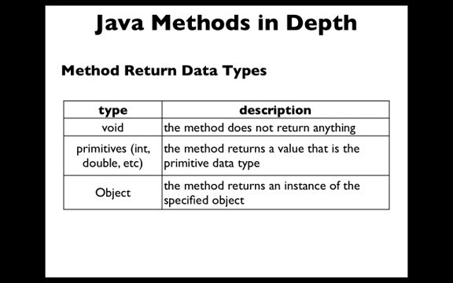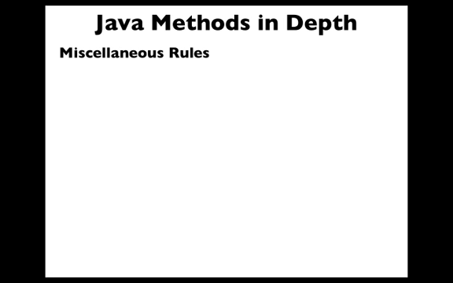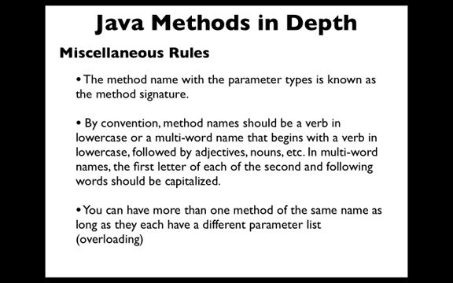Or we could return an object. This could be any class that's available for us to use, and the method will return an instance of the specified object. Here are some other miscellaneous rules that we need to remember when defining our methods. The method name with the parameter types is known as the method signature. Basically, everything that defines the method except for the code inside of the braces is part of the signature. This can be important because this also defines how we interface or interact with the method itself.